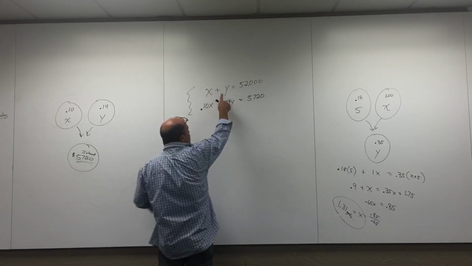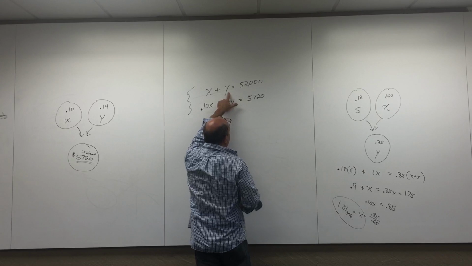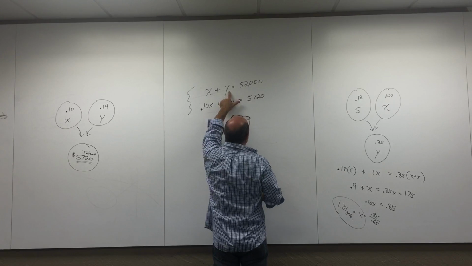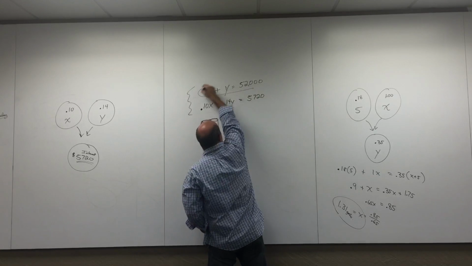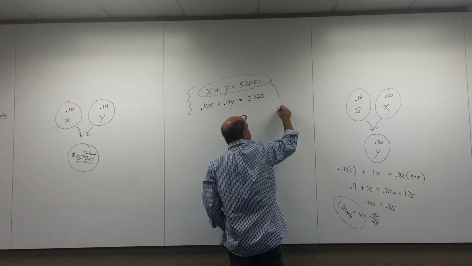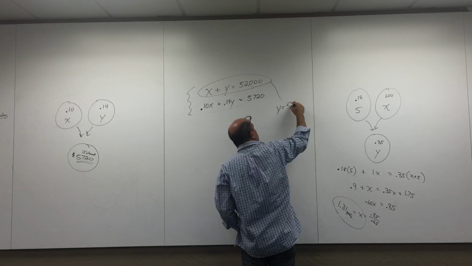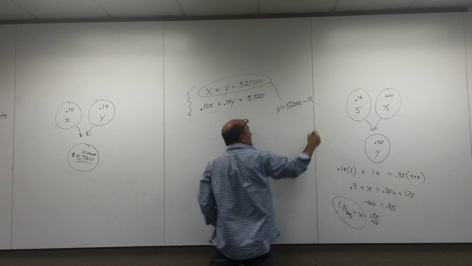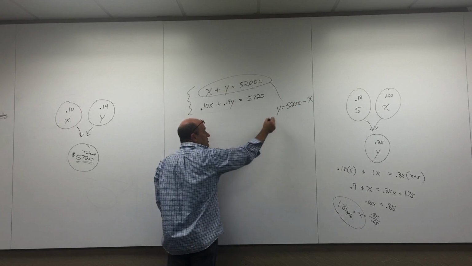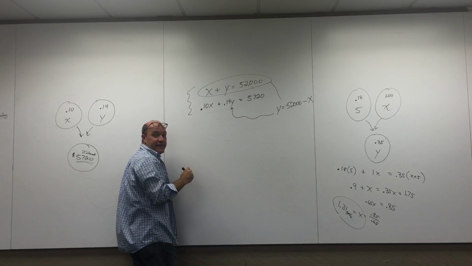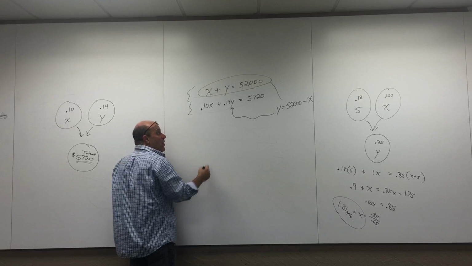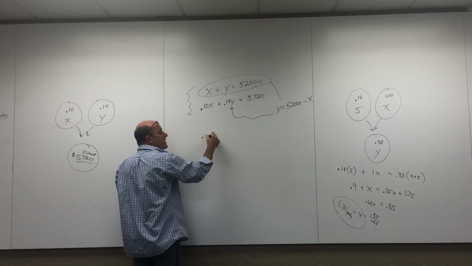But because it's so easy to solve for y, how do you solve for y up here? Move the x over. So if you took this equation and solved for y, what is y? 52,000 minus x. Are you with me? And what should I do with that y? Plug it in. Substitute it in there. And now I'm home free.